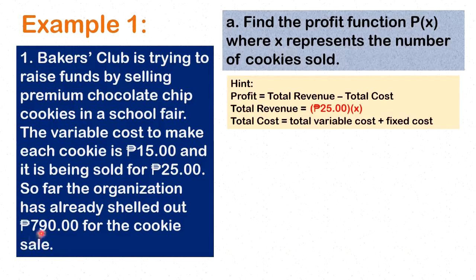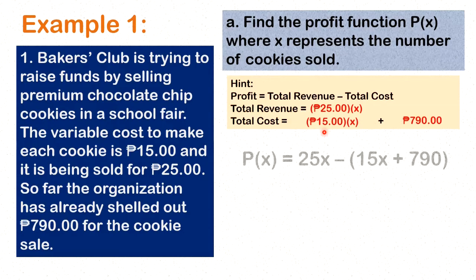Alam na natin yung fixed cost, right? It's 790 pesos. What about the total variable cost? Yung variable cost natin per cookie is 15 pesos. So kung meron tayong X number of cookies, yung variable cost natin, total variable cost natin is 15 pesos times X. Okay? So that's why, yan yung total variable cost. Ito naman yung fixed cost. Okay? So we're ready to get the profit function.